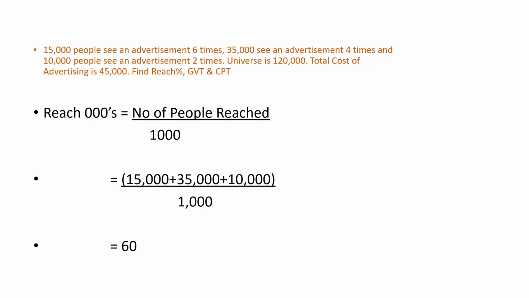We will now calculate reach thousands. The formula is reach thousands equals number of people reached upon 1,000. Therefore, number of people will be 15,000 plus 35,000 plus 10,000 divided by 1,000, which will be equal to 60,000 divided by 1,000, which gives us our answer as 60.